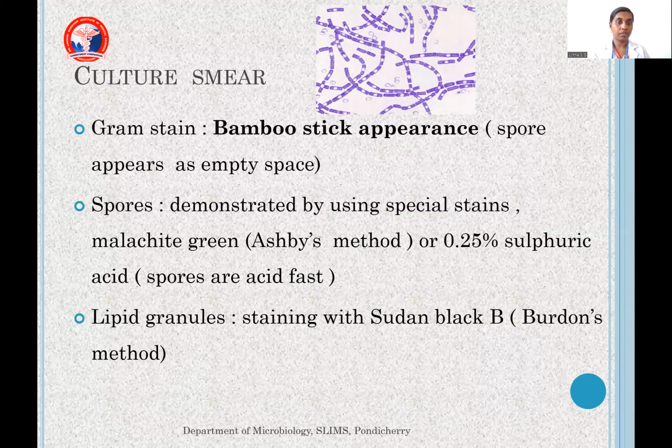Now coming to the culture smear. When we take a smear from the culture, you can see spores also. The spores are seen as empty spaces. The typical appearance is the bamboo stick appearance. You can demonstrate the spores by using special stains, since the spore won't take up the Gram stain. You can demonstrate it with special stains using malachite green, or the spores are acid fast also. Bacterial spores are acid fast, so you should use 0.25% sulfuric acid as the decolorizer for acid fast staining in order to observe the spores. Now, lipid granules take up the Sudan black stain.